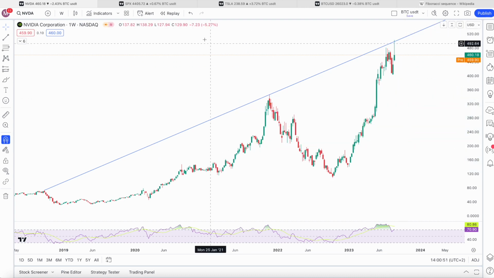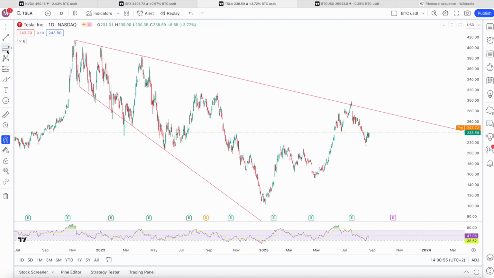All right, now let's go to Tesla. In Tesla, there is quite a lot of 0.886 retracement, and let me show you where. So here I'm taking the top of Tesla, $414.